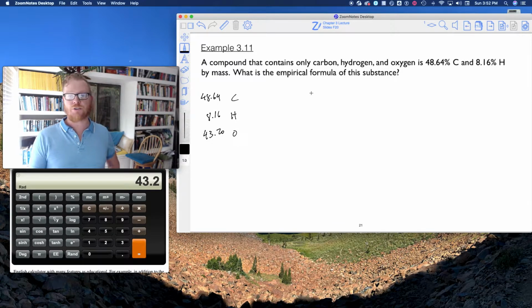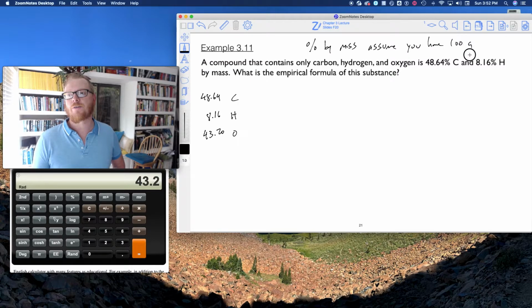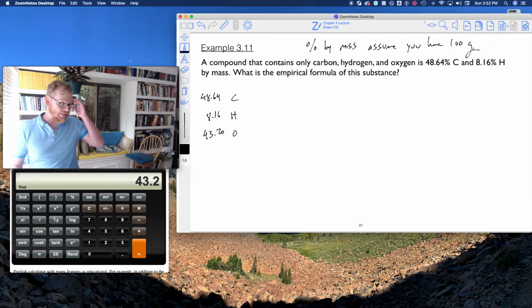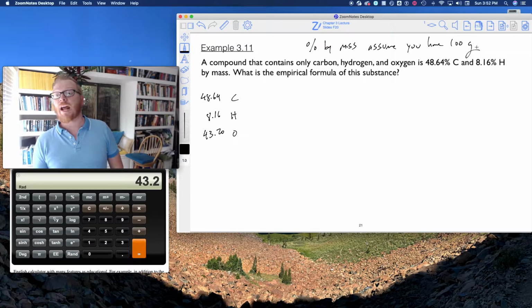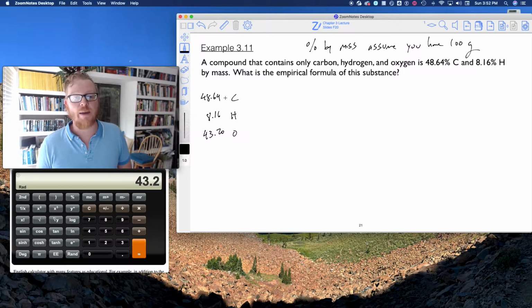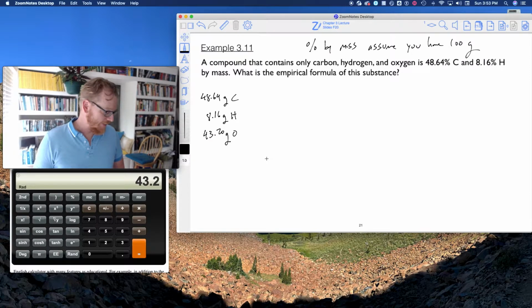Well, what I want you to get used to when you see these percent by mass problems, in percent by mass, assume you have 100 grams. Okay, you can make that assumption. And thereby, if I assume that I have 100 grams, then I know that I have 48.64 grams of carbon. I have 8.16 grams of hydrogen, and I have 43.20 grams of oxygen, right? So that's very easy to all of a sudden now convert those percentages into masses.